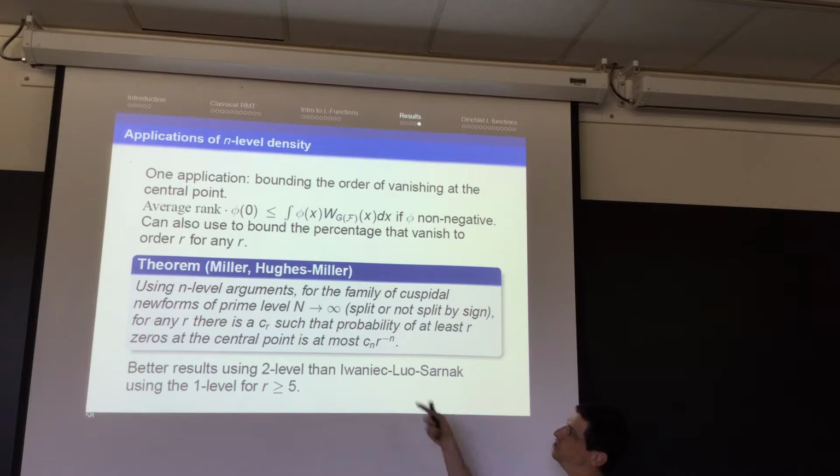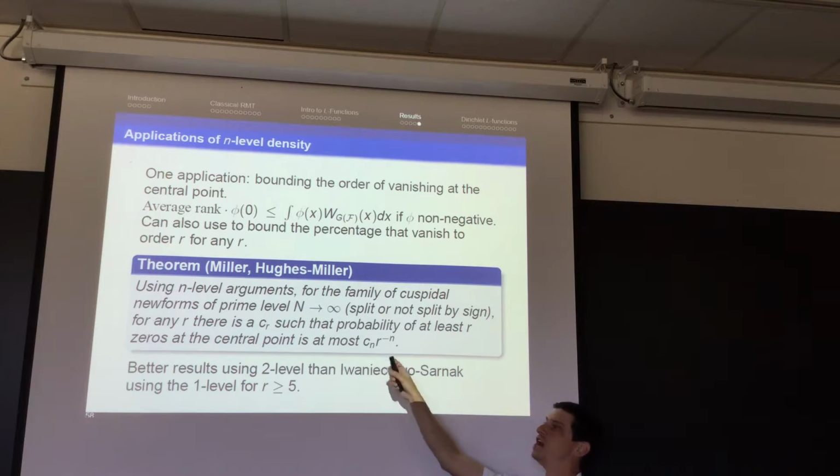So looking at the n-level density, we actually get a decay rate of zeros at the central point, of rank r or higher, decays like r to the minus n. So the higher level density you calculate, it looks like the better. The problem is you get a constant here that depends on n. So for instance, if you want to look at how often do you have vanishing of order 3 or higher using the 2-level density, you might actually get a bound that's over 100%. And you might get, you know, at most 187% of the forms vanish to order 3 or higher. It's a true statement. It's also useless. I can prove at most 187% vanish to order 3 or higher a lot faster.